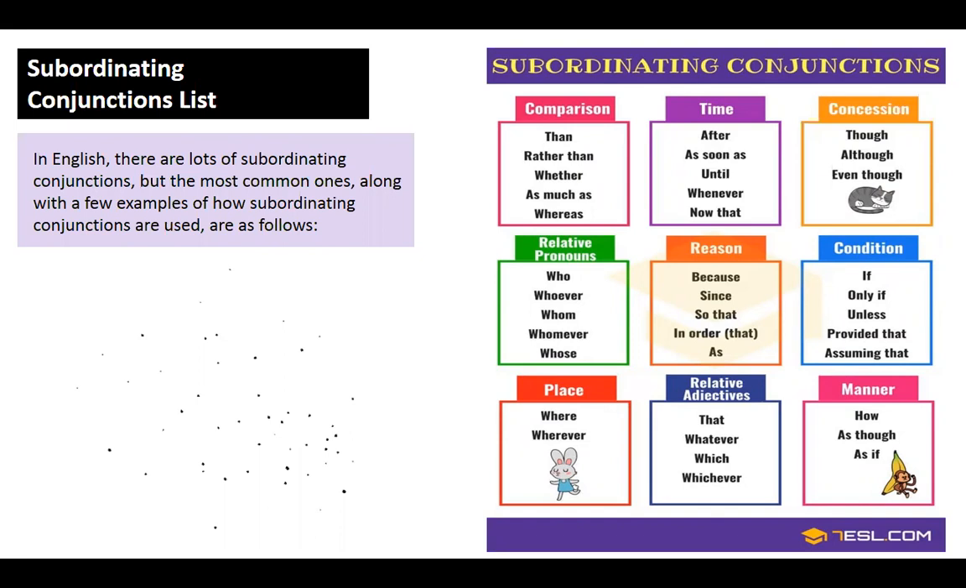And the sixth subordinating conjunction is condition, and it is if, only if, unless, provided that, and assuming that. And the seventh is place. Subordinating conjunctions for place are where and wherever. And subordinating conjunctions for relative adjectives are that, whatever, which, and whichever. And the last, subordinating conjunctions for manner, are how, as though, and as if.